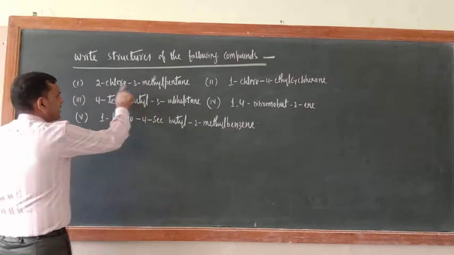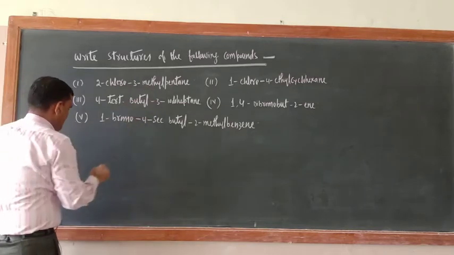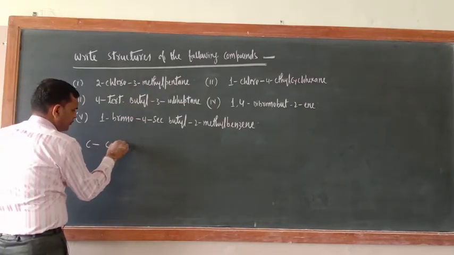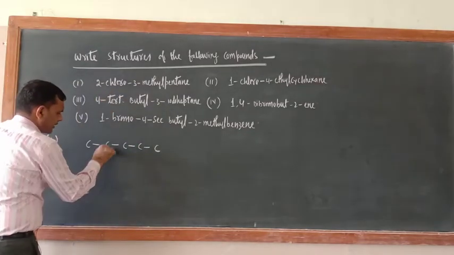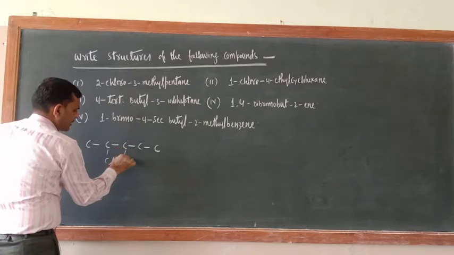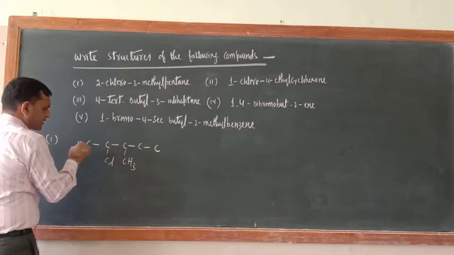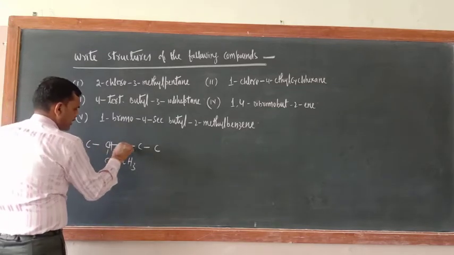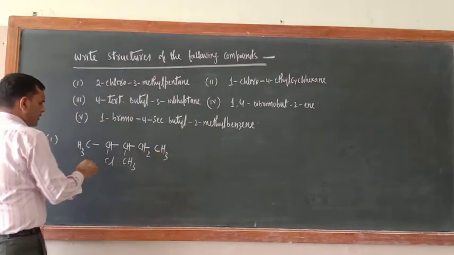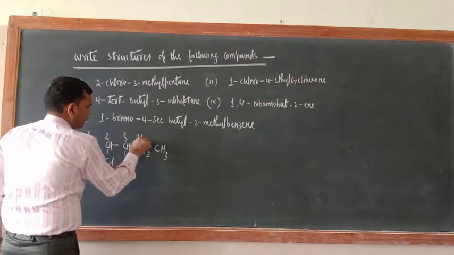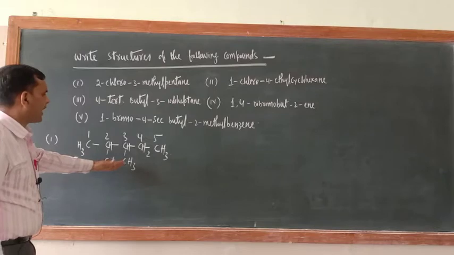So just see, if such type of question is there, first we should see the word root. How many carbon atoms are there? 5 carbon atoms. So 1, 2, 3, 4, 5. So at 2 position what is there? Chloro is there. At 3 position what is there? Methyl is there. Okay, you have written. Now fulfill remaining valency. Here CH3, here CH, here also CH, here CH2, here CH3. So here 1, 2, 3, 4 and 5. Okay, correct. Now just see, 2 chloro 3 methyl pentane.